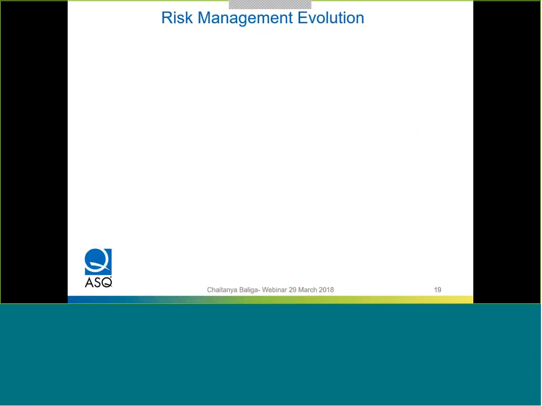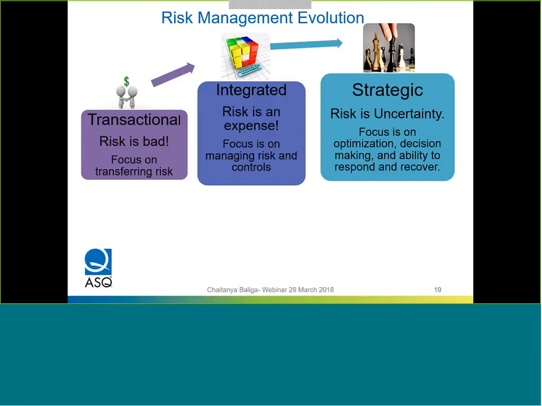The risk management evolution, if we really focus on how these things have evolved over a period of time, initially it was very transactional. The risk is bad, and we focused on transferring the risk. In an integrated risk management system, the risk is an expense. So we focused on managing risk and how do we manage control. So we use FMEA or control plans. So that's how we use those kind of tools to ensure that there is an integrated risk management.